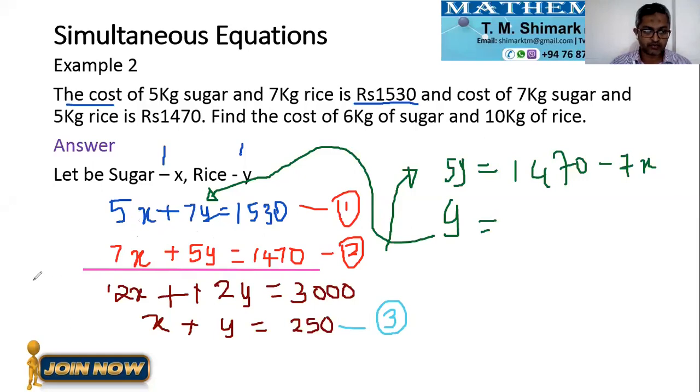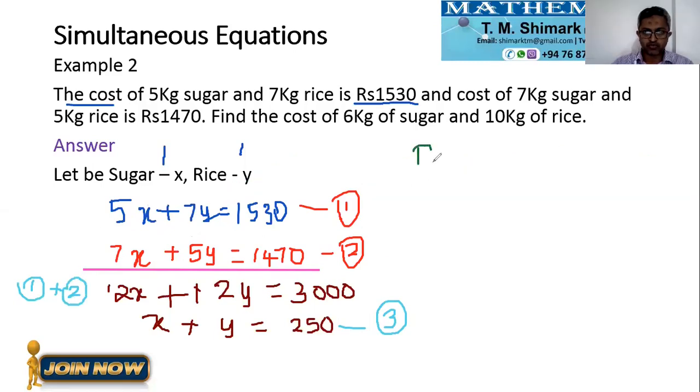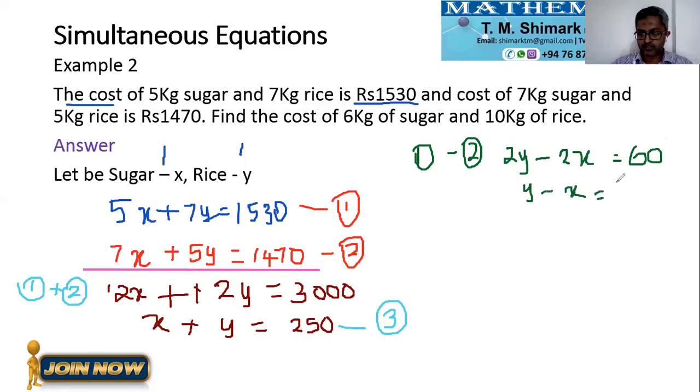First thing I did is 1 plus 2. What is the next one I will be doing? Can someone say? Okay, 1 minus 2 also I can get, right? Equation 1 and 2 you subtract: 7y minus 5y is 2y, correct? Minus 2x, right? Equals 1530 minus 1470, which means it's going to be 6. So it's going to be y minus x equals 30.